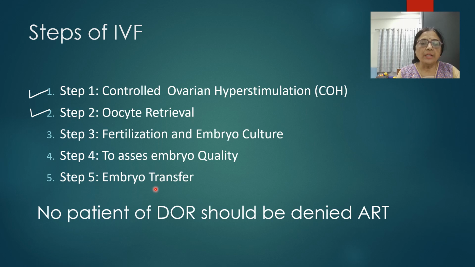What we do not know are the next three: fertilization and embryo culture, then how will be the quality of the embryo, and how successful will be the embryo transfer. These three steps we cannot prognosticate on the basis of this test for ovarian reserve. What is most important is that no patient of diminished ovarian reserve should be denied assisted reproductive technology. That is the most important golden rule, I should say, related to this test.